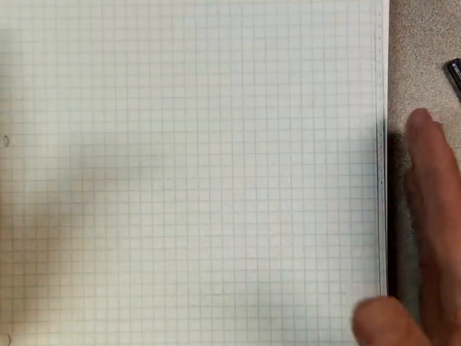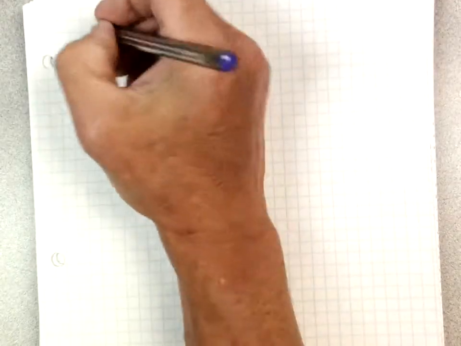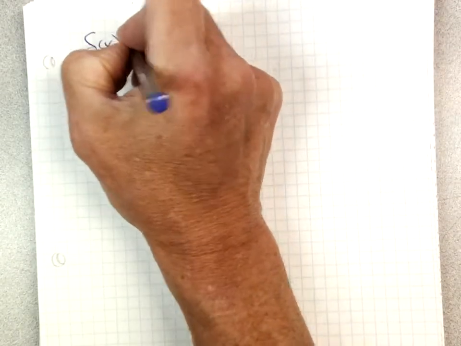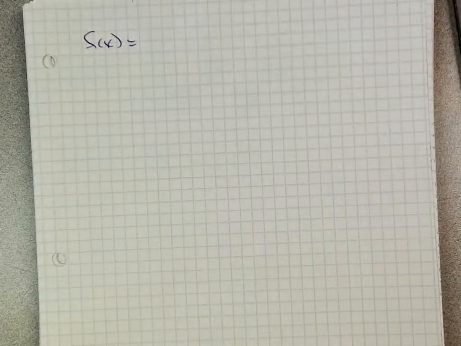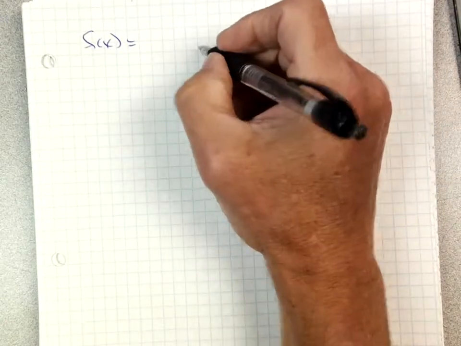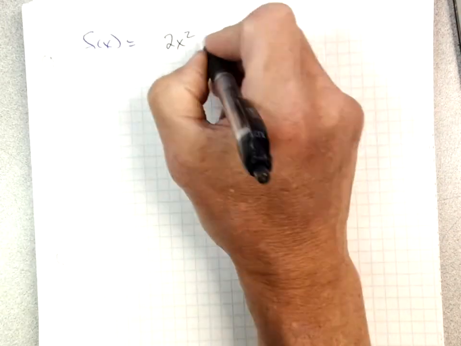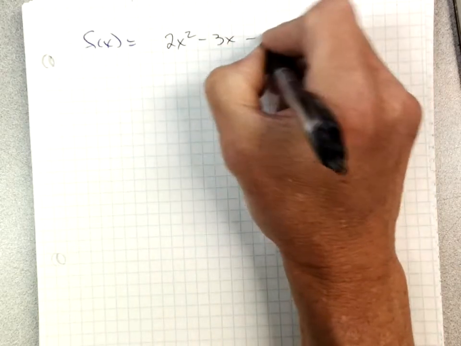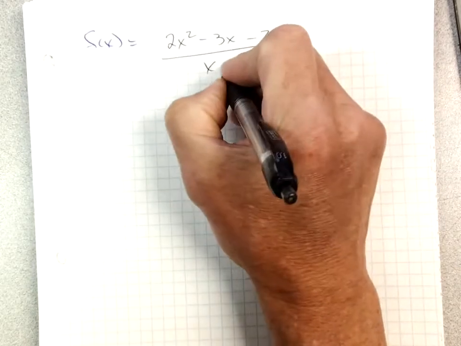Okay, let's take a look at question number 2. You guys ready for 2? All right. We'll get the 2 big ones done, and it gets easy from there, okay? All right, number 2. We have f of x is equal to 2x squared minus 3x minus 2 over x plus 1.